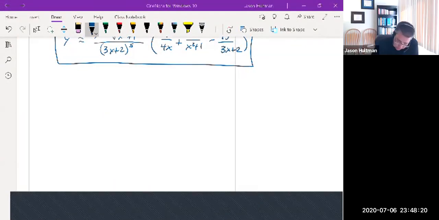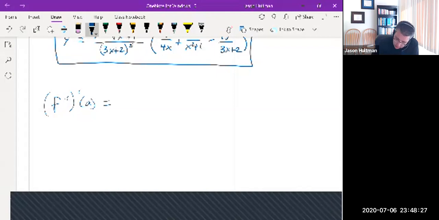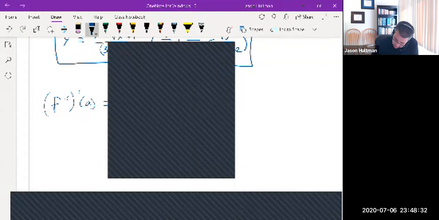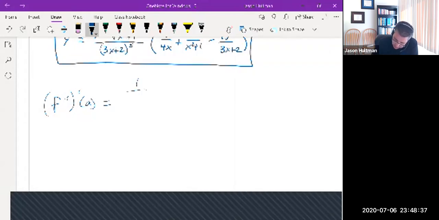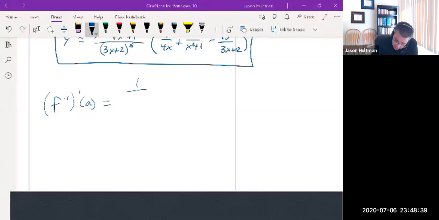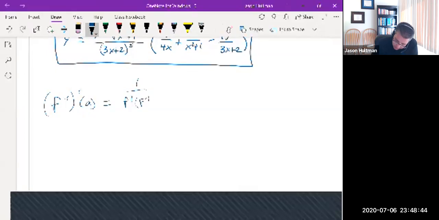Okay. So we had f inverse prime of a is equal to 1 over f prime of f inverse of a, right? Okay, and what we wanted was f inverse prime of 1.